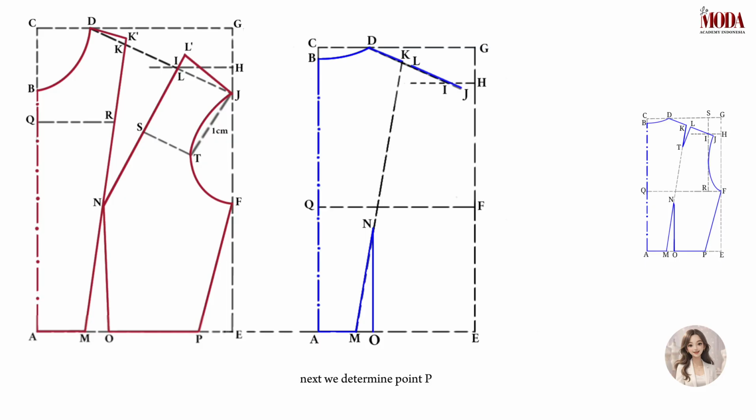Next, we determine point P. The distance from point O to point P is 1/4 of the waist circumference minus 1 centimeter or 2 centimeters depending on the client's body type. For a slim or adolescent body type, subtract 1 centimeter. For a fuller body type, subtract 2 centimeters. Connect point P to point F to form the side seam of the back pattern.